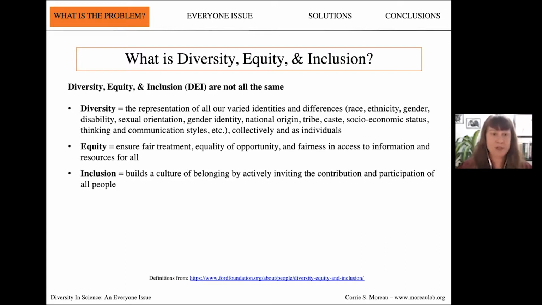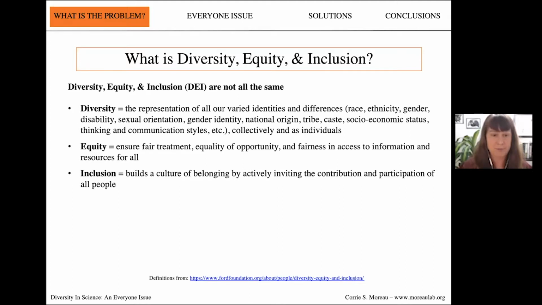Equity is ensuring that you have fair treatment and equal opportunity and fairness and access to information for everyone. And lastly, inclusion builds on a culture of belonging by actively inviting the contribution and participation of all people in the forms in which they express themselves. And so not asking them to come as you expect them to be, but allowing them to come as the individuals that they are.